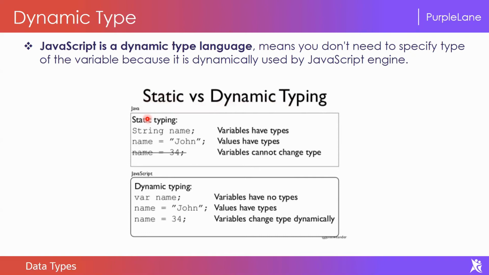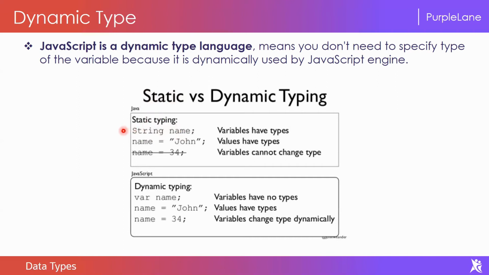Static type: we know that there are different types of data. We have string data, integer data, and floating data, isn't it? Whenever you're declaring any variable in static type, as a developer, you are forced to give the data type. While declaring, you have to specify the data type. So that is nothing but a static type.